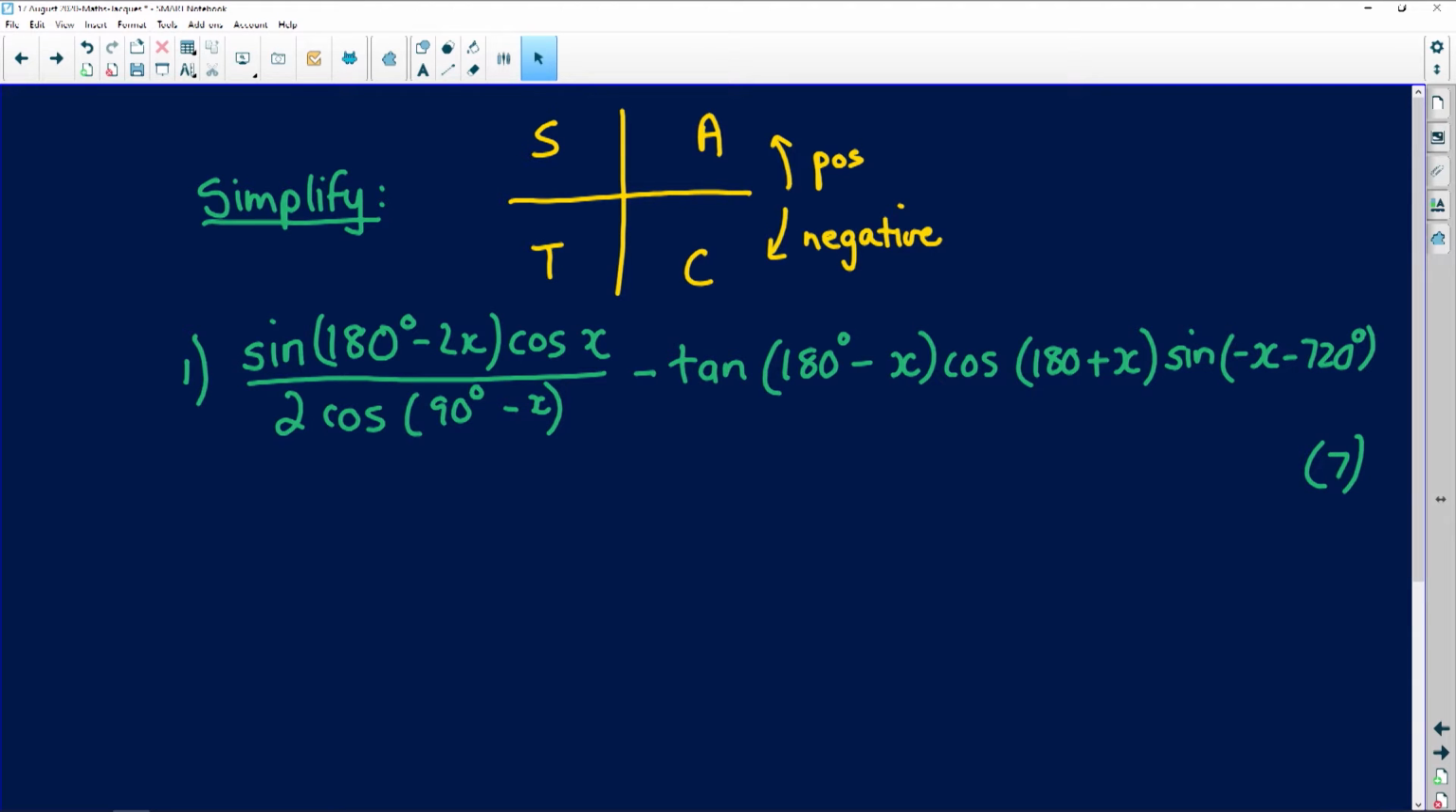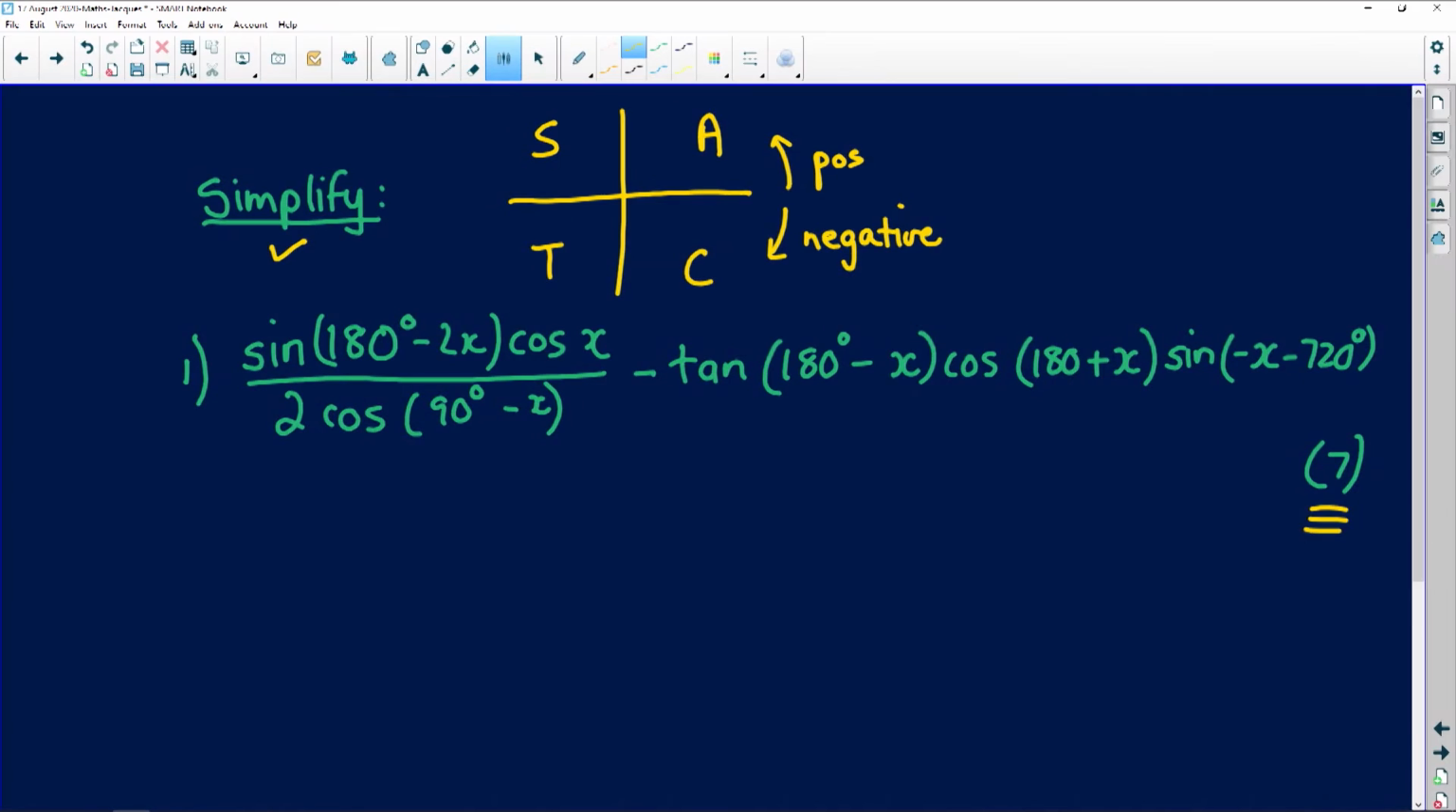So let's look at the first question. The instruction here is to simplify this expression over here. And folks, look at this mark allocation. It looks like a lot of work, but because there's reduction involved here, for every correct reduction you get a mark. So this should not take you more than 3 or 4 lines maximum. Let's start. Just a reminder, your CAST diagram, that's what you need here.